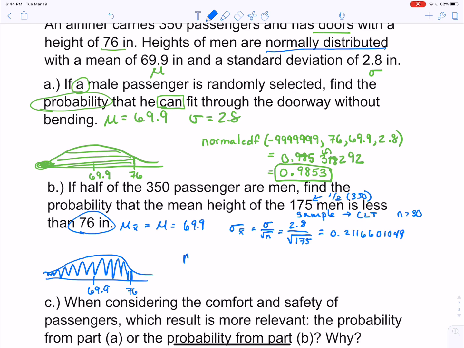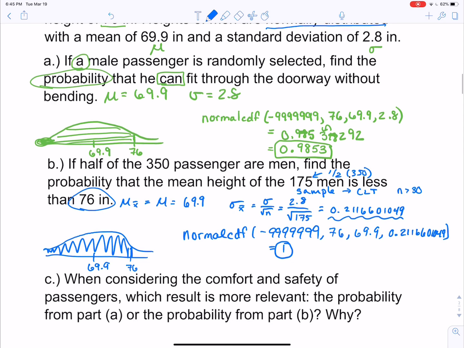So we're still going to try to find the area. So we're using our normal CDF. Our lower limit is still that very small negative number. Our upper limit is still 76. Our mean is still 69.9. But now we have to use that standard deviation that we got using our central limit theorem. When we do that, if you plug it in your calculator, you just get 1 back. And it makes sense that this probability is even higher because notice the standard deviation. It's even smaller. So that 76 is further to the right than it was in part A in comparison to our mean.